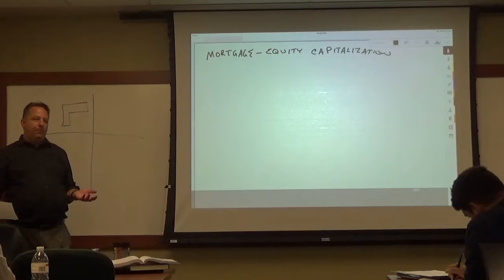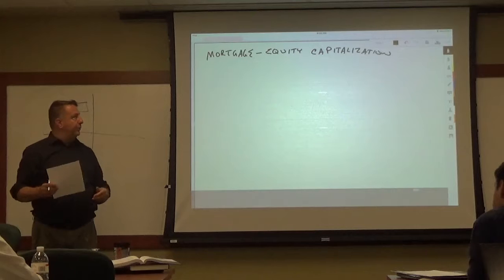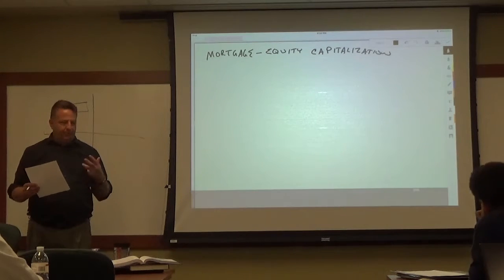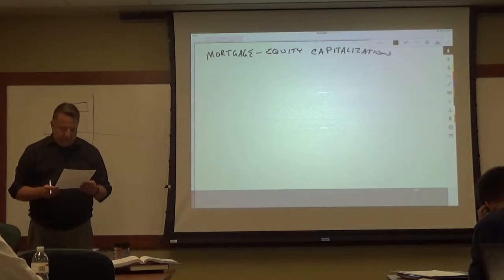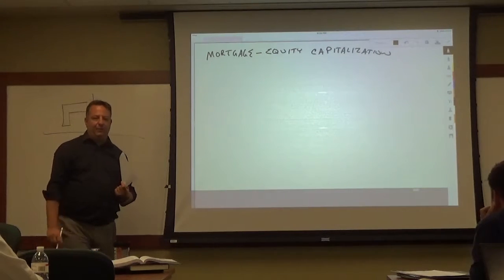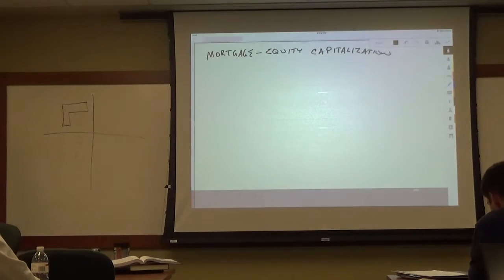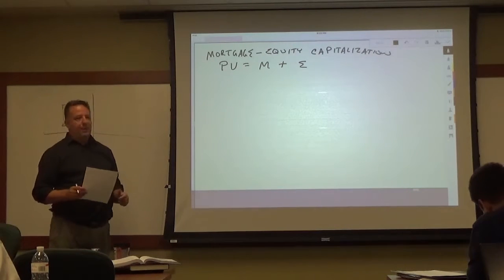Okay, well that seems very simple. You have a mortgage value, and you have an equity value, and then the total gives you the mortgage equity capitalization, okay? But with that, you've got to be given a handful of variables to get there, okay? So let me walk you through an example. The basic formula is going to be the present value is going to be the mortgage plus the equity.